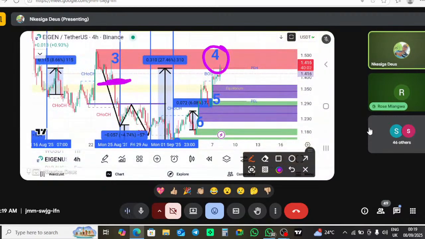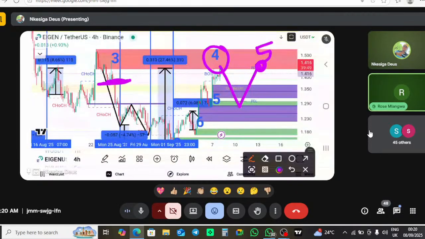So if the market drops and again comes back to the same area, we don't short at number 5 here. No way. We must short the market when it is testing the area for the first time, at number 4. Are we clear?